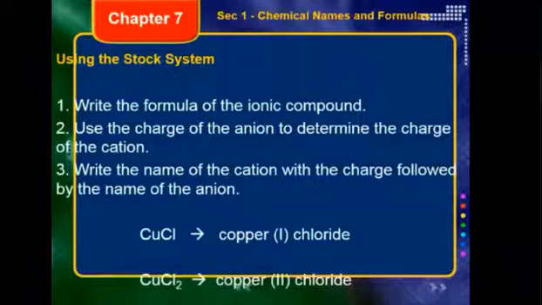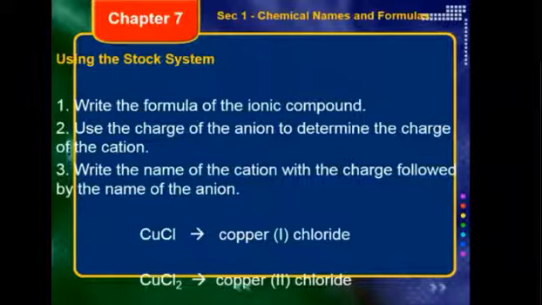So, examples. Copper chloride. Okay, I said CuCl. I see that there's only one chloride. So if there's only one chloride, that's a total of a -1 charge, which means that there has to be a total of a +1 charge. So this must be the type of copper that has a +1 charge. So it's copper(I) chloride. And that's how I say that, copper(I) chloride.